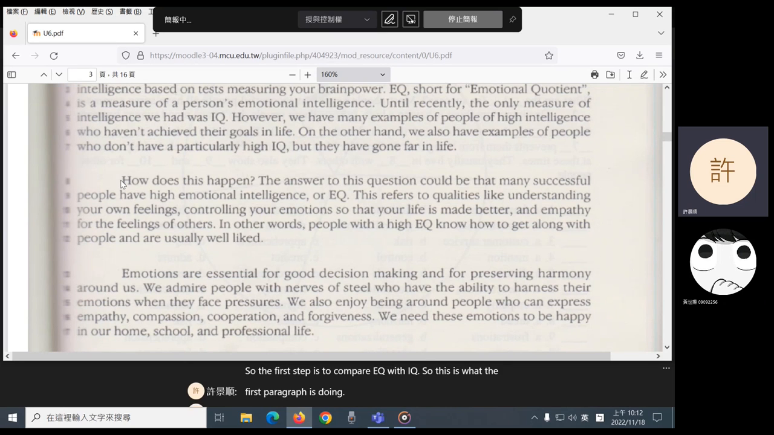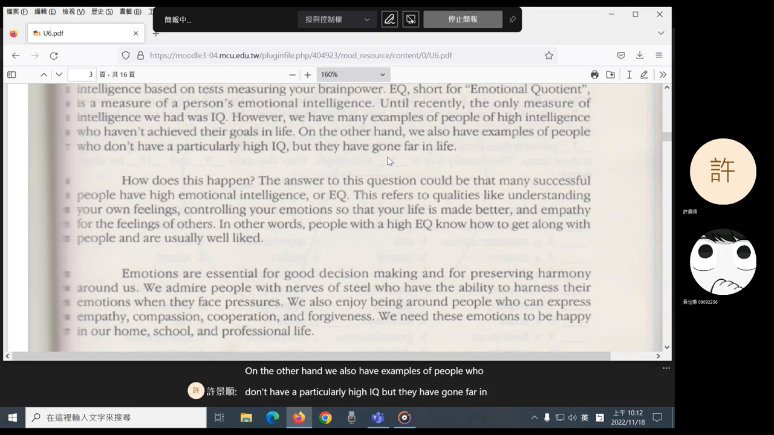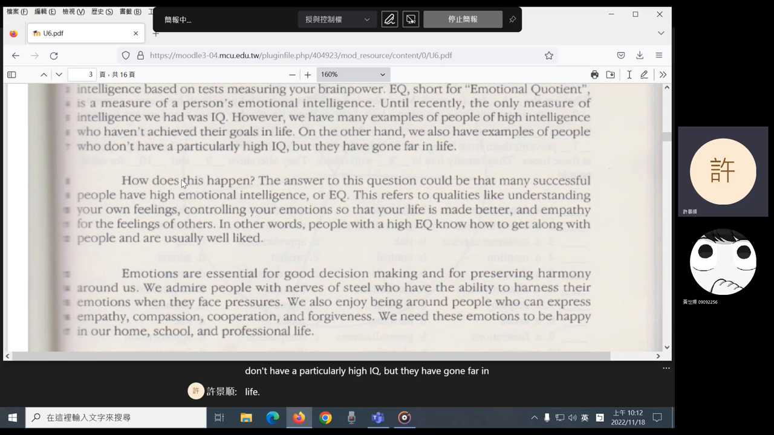Second paragraph, first sentence. How does this happen? Okay, so we have to go back and read the last sentence of the previous paragraph to understand what this is. On the other hand, we also have examples of people who don't have a particularly high IQ, but they have gone far in life. So how does this happen?